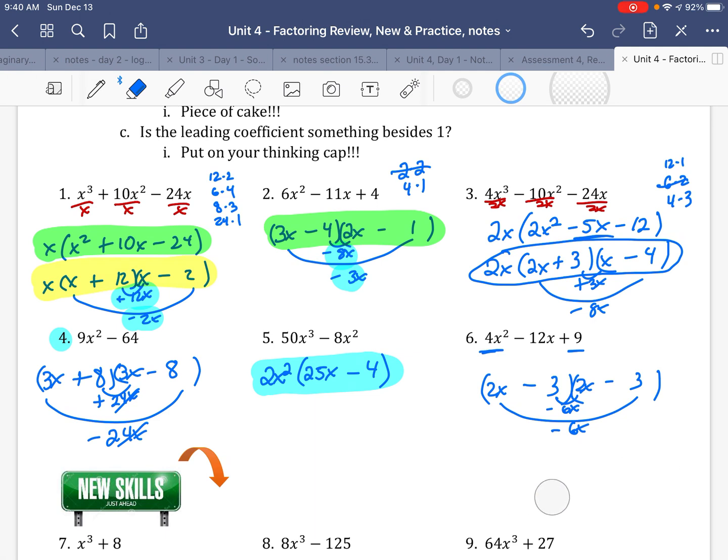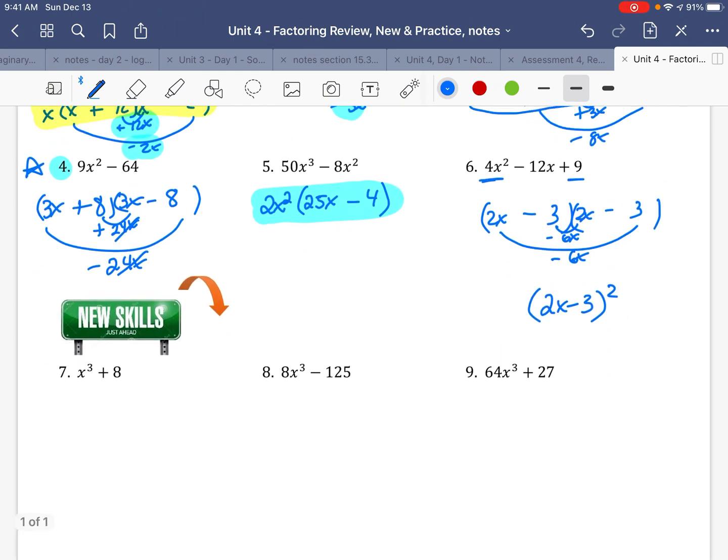So notice that when you have perfect squares on the ends and a number in the middle, what's going to happen here is you get the same thing twice. So it's similar to number 4, but you have the same sign. So if you want to be fancy, you could write 2x minus 3 to the second power. All right, so 7, 8, and 9, these are some new skills here.